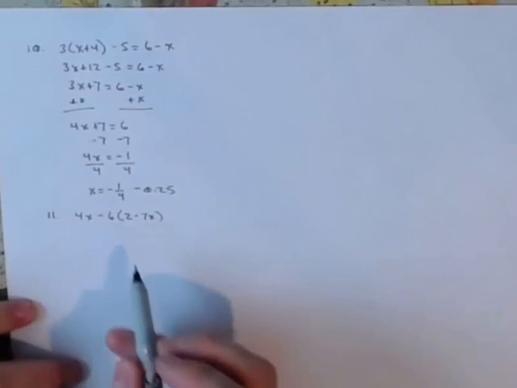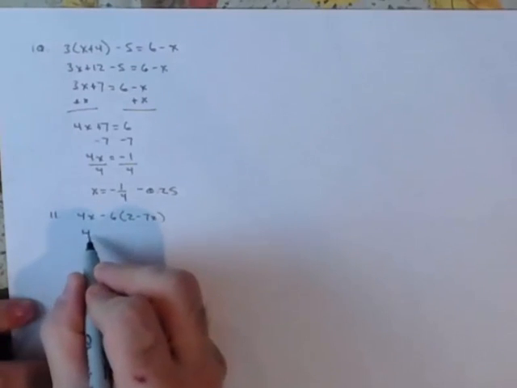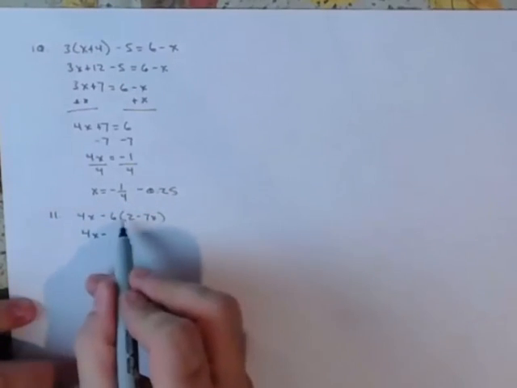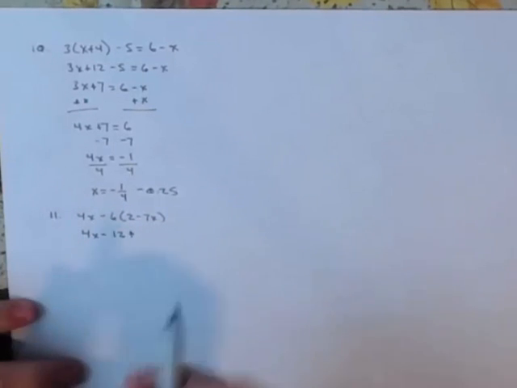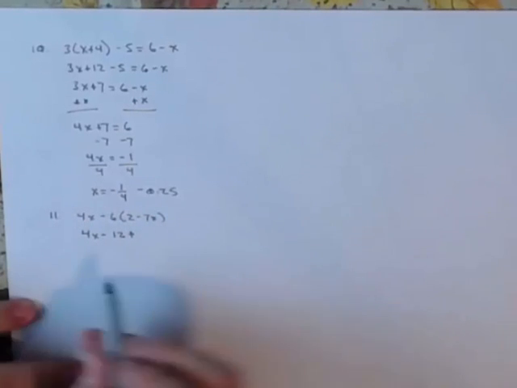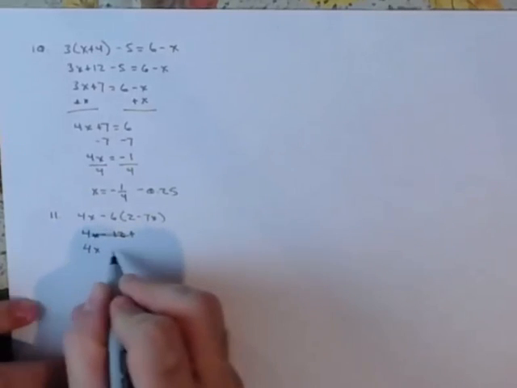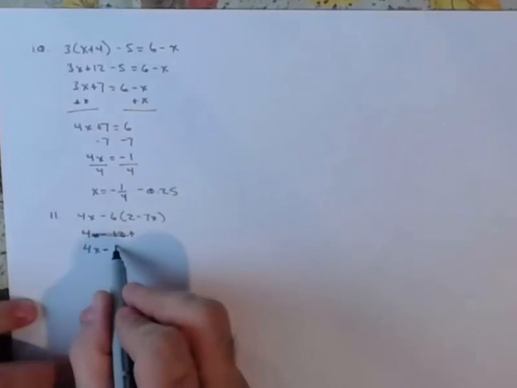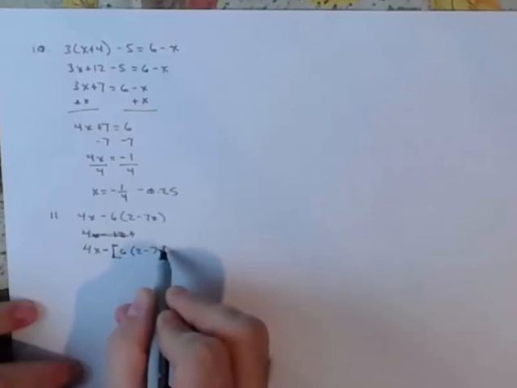Seeing in here I have a 6 times a binomial, let me go ahead and distribute the 6 across the binomial. We have 4x minus 6 times 2 is 12, plus, why plus? Remember, you're subtracting the entire resultant of this. Matter of fact, let me write it another way, kind of a shortcut way. I'm going to add symbols of inclusion to help us with this. Let me rewrite this as 4x minus 6 quantity 2 minus 7x.